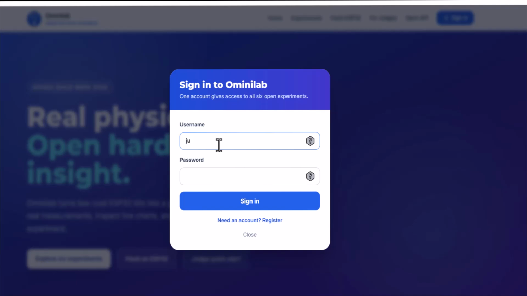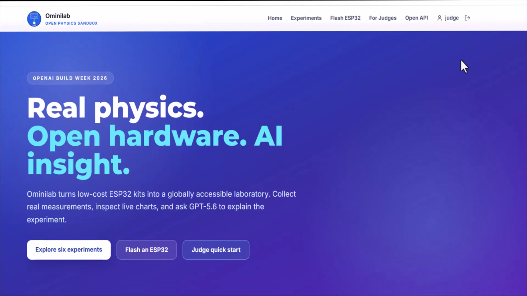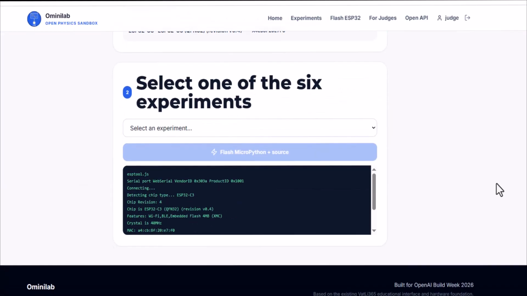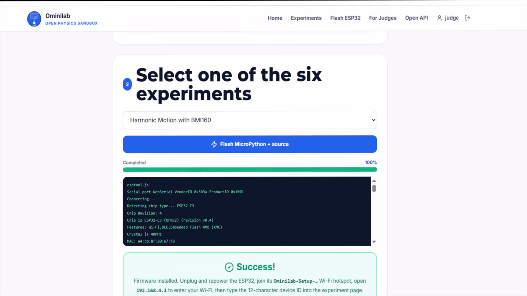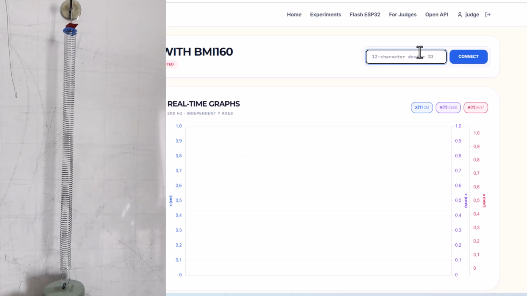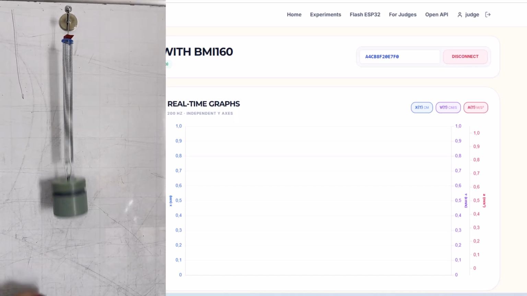A learner signs in, picks one of 6 experiments, and flashes public, readable MicroPython right in the browser. Nothing is encrypted. The whole path from sensor to graph can be audited. Let's dive into our first experiment, harmonic motion.